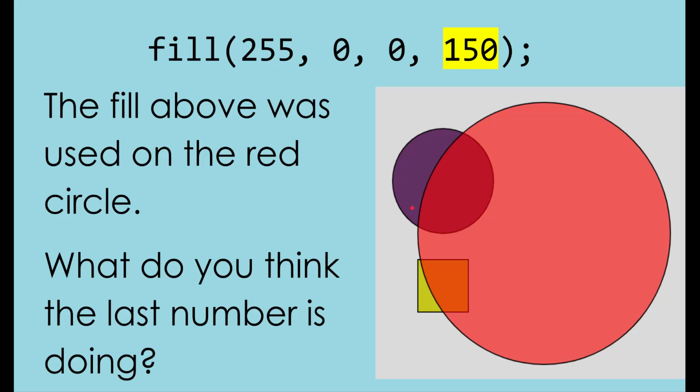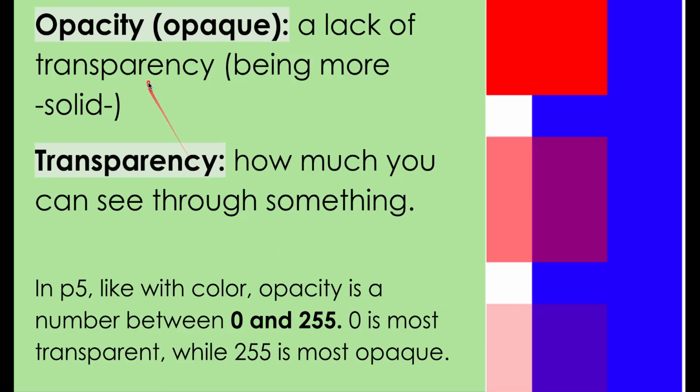I've done another one here though. You'll notice that this time my fill has 4 numbers, and it was used on the red circle. I want you to take a second and think about what that last 150 might mean. And hopefully you have a second to think that it is talking about how see-through it is. So opacity can be a 4th number.